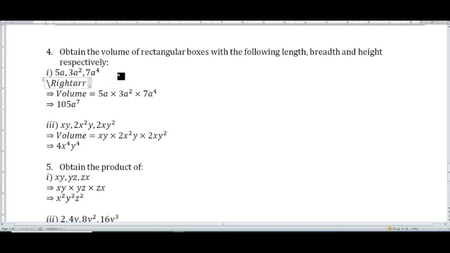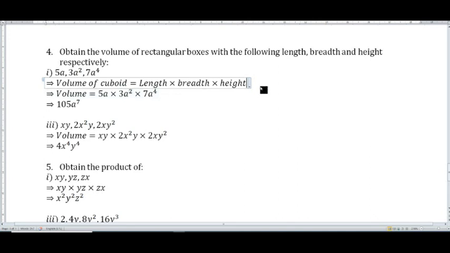The formula to find out the volume of a cuboid. A cuboid is a rectangular box, okay? Volume of a cuboid is equal to length into breadth into height. Alright, so that is the formula to find out the volume of a cuboid.